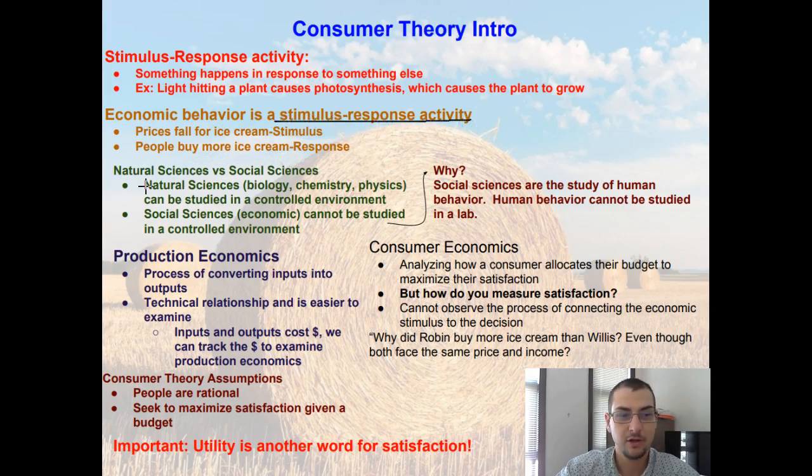Now, if we dive into it a little bit more, next we're going to analyze natural sciences versus social sciences. So we know from Chapter 1 that economics is a social science, and that agricultural economics is an applied social science, and that a social science deals with human behavior. So what are the natural sciences? The natural sciences are those such as biology, chemistry, and physics. All 3 of these natural sciences can actually be studied in a controlled environment.